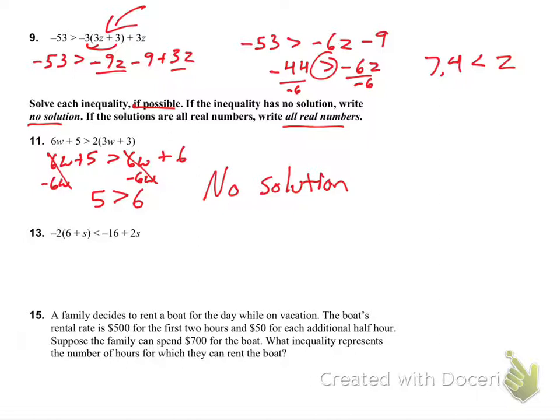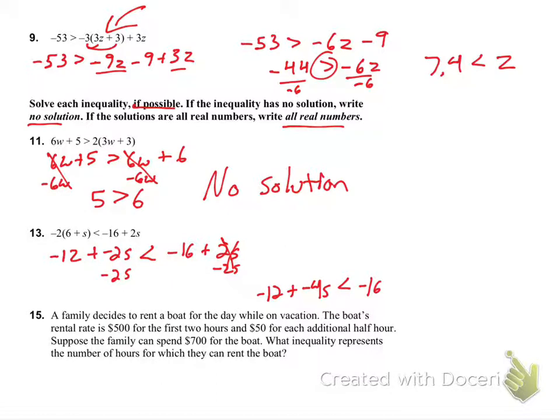So you write no solution. All right, 13. Going to distribute, and I'll get negative 12 plus negative 2s is less than negative 16 plus 2s. So I'll start on the left-hand side, and I'll minus 2s on each side, so that will be my negative 12 plus negative 4s is going to be less than negative 16.